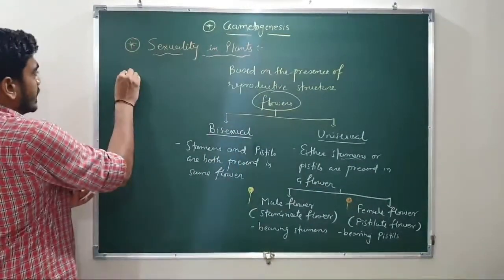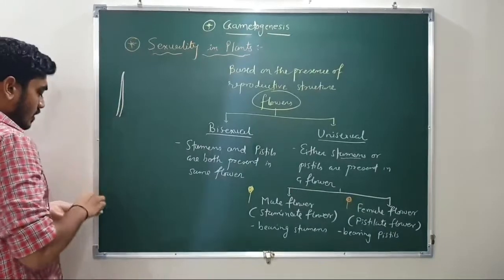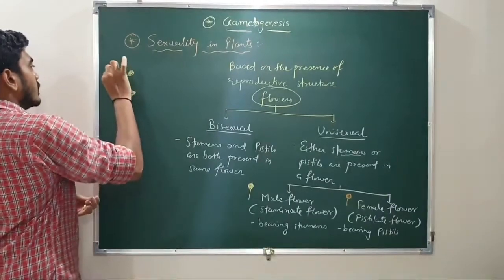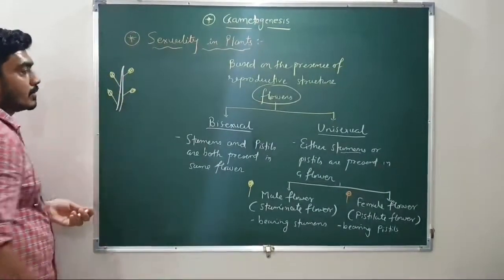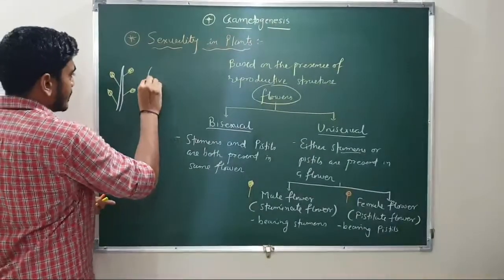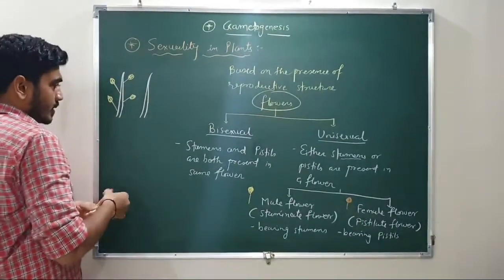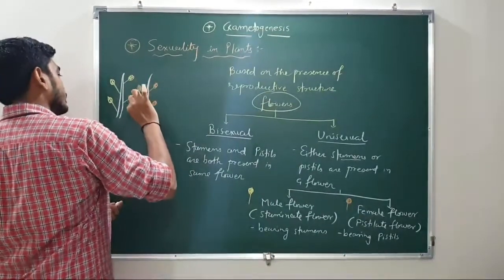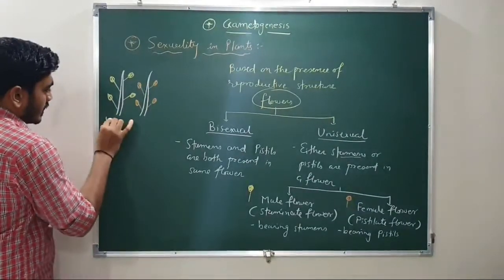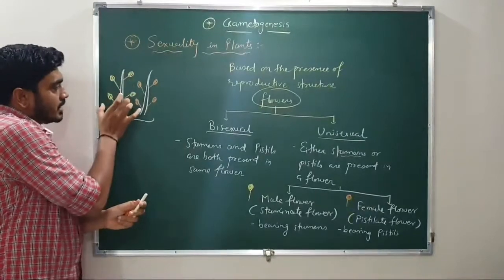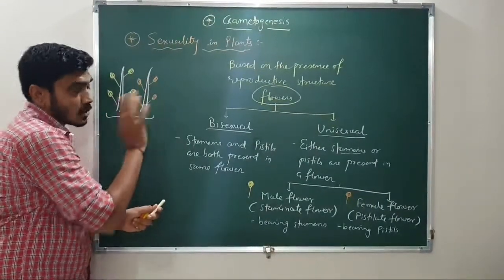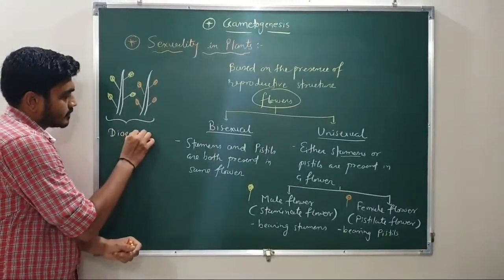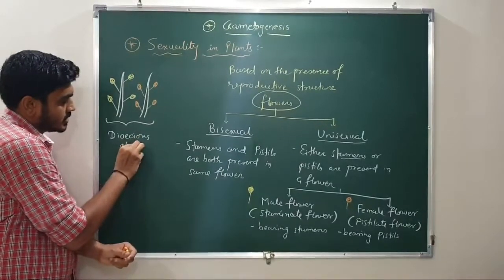If we consider that this is one plant, and this plant bears only male flowers, right? Similarly, consider another example where the plant body only bears female flowers. So in this type of plant, this plant bears only male flowers and this plant bears only female flowers. Such a plant is known as a dioecious plant.